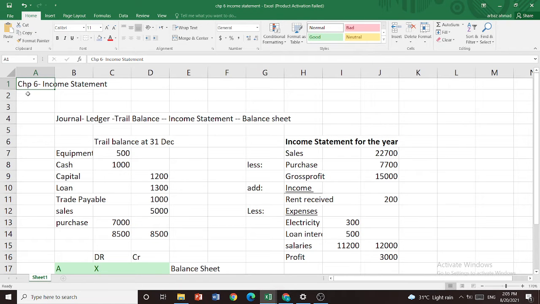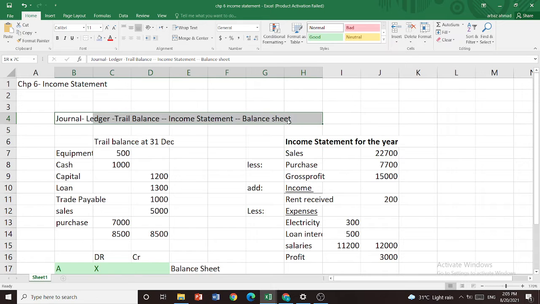Okay, so now chapter 6. We are going to have a look at chapter 6, which is about income statement. I explained to you briefly before what is income statement and where income statement falls in the process of making accounts. So first we make journals, then we make ledger, then we make trial balance, then we make income statement, and then we make balance sheet.